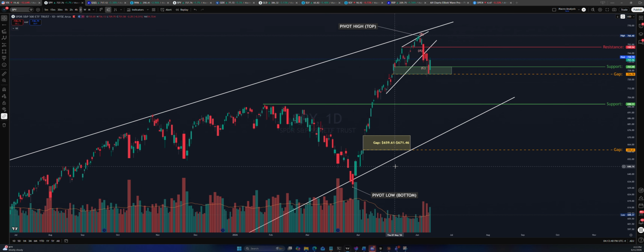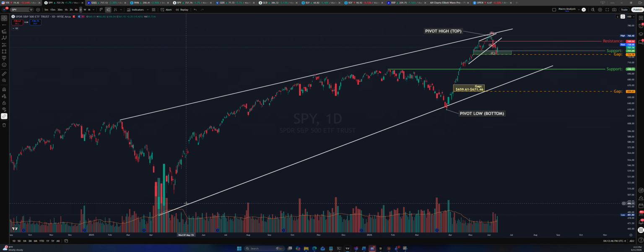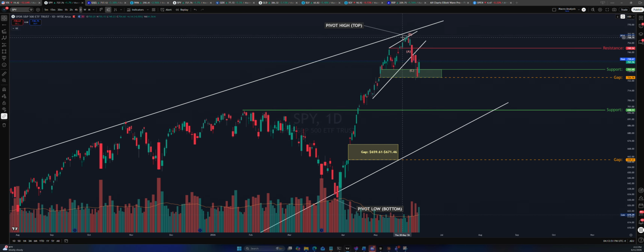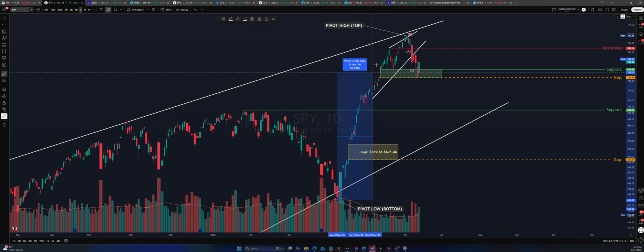So in terms of Elliott wave forecast, SPY has a pivot low, which is the bottom for this entire move after you've corrected this move here. This is the pivot high. So what SPY is currently correcting is this entire move that you see here. SPY is currently correcting this move, which is a 20% move.